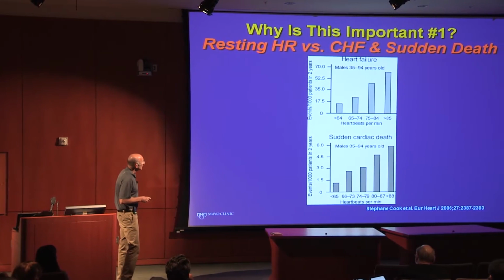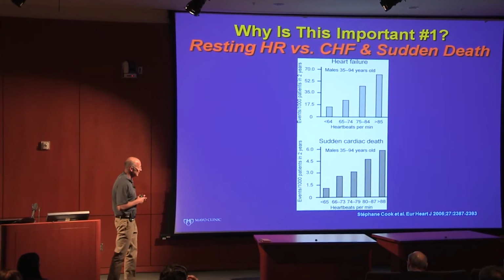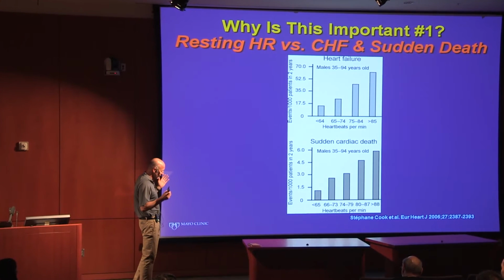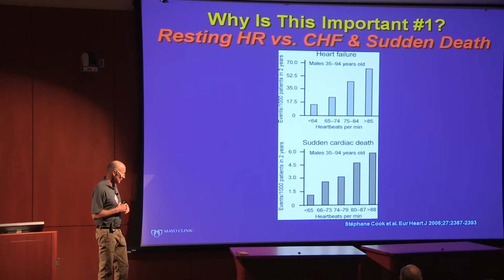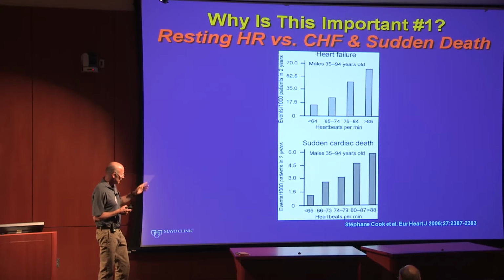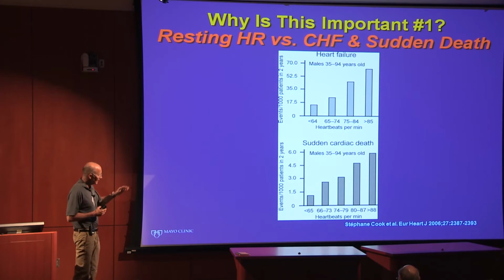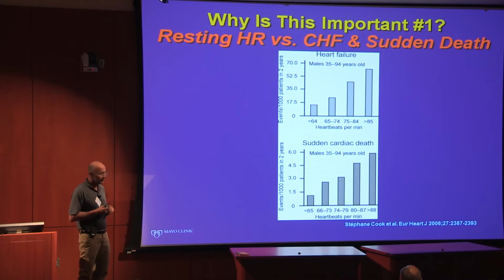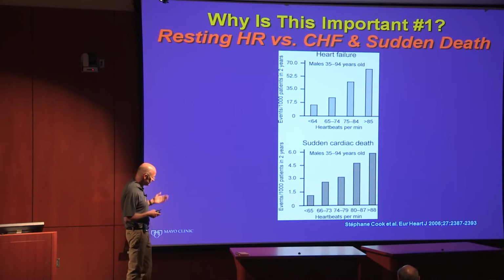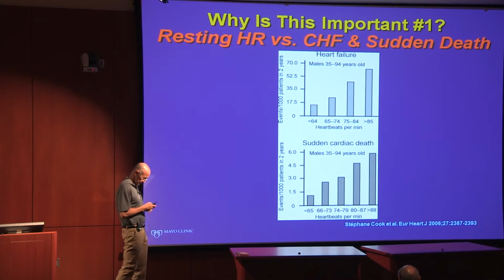So why is this important? Number one, this is some data from the Framingham study. It just shows heartbeats, or heart rate, less than 65, 66 to 73, 74 to 79, and so forth. And it's cardiovascular events, sudden cardiac death on the bottom, heart failure on the top. And it's just the events per 1,000 patients in 2 years. And you can see if you have a high resting heart rate, you get more heart failure and you get more sudden cardiac death. My resting heart rate's about 50, so maybe I'll live forever. Who knows?